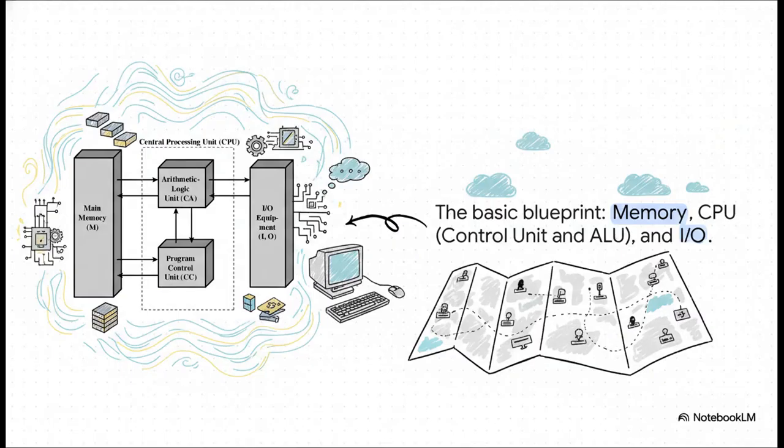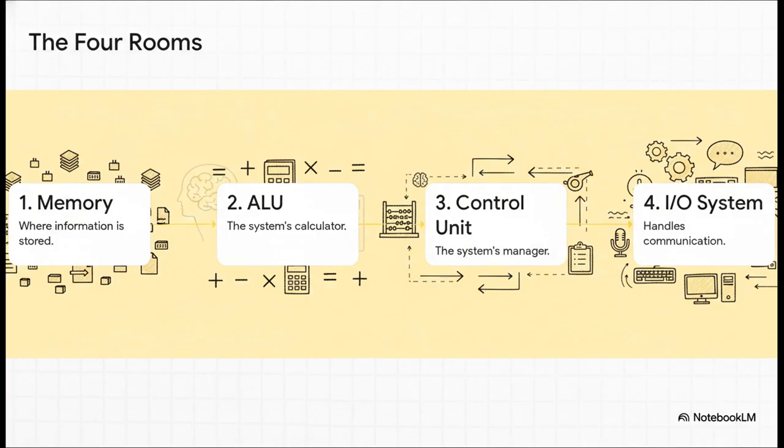So here it is, our map for the journey. Every single von Neumann machine has these core parts. You've got your main memory, a central processing unit, or CPU as we all know it, and the input-output gear that lets it talk to the world. Now, that CPU itself is actually split into two little sections, the program control unit and the arithmetic logic unit. And those are the four essential rooms we're going to visit today. First up is the memory, which is where all the information is stored. Then there's the ALU, which is basically the calculator. After that, the control unit, that's the manager. And finally, the I/O system, which handles all the communication. So let's dive in, starting with memory.